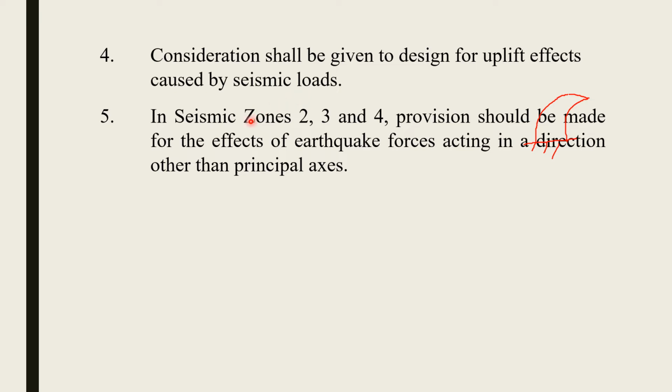In seismic zones 2, 3, and 4, provision should be made for the effects of earthquake forces acting in a direction other than the principal axis. Means if we are considering the effect of earthquake forces in one direction, then we must also take into consideration the other direction. Majorly the principal axis is where the moment of inertia of the building is more.